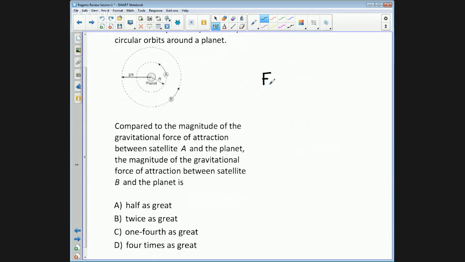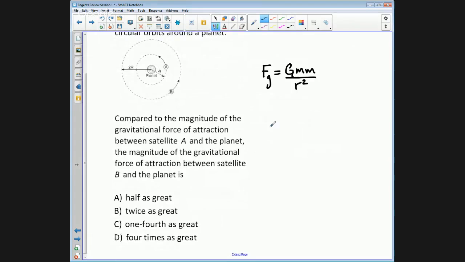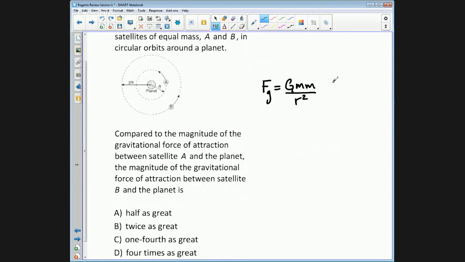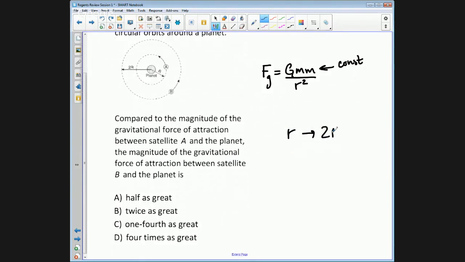We need to use this formula. Fg equals big G times m1 m2 over r squared. And the only thing that is changing actually, since the mass of satellite A and the mass of satellite B are the same, nothing on the numerator is changing. Everything here is constant. The only thing that's changing is the distance. Between the planet and A, it's r. Between the planet and satellite B, it's 2r. So we're going from r to 2r.